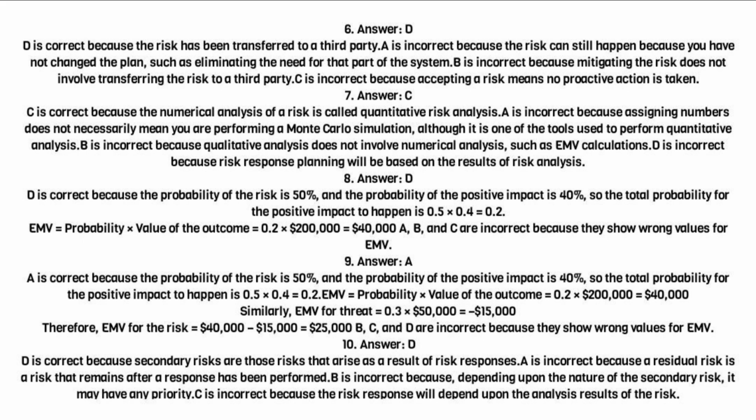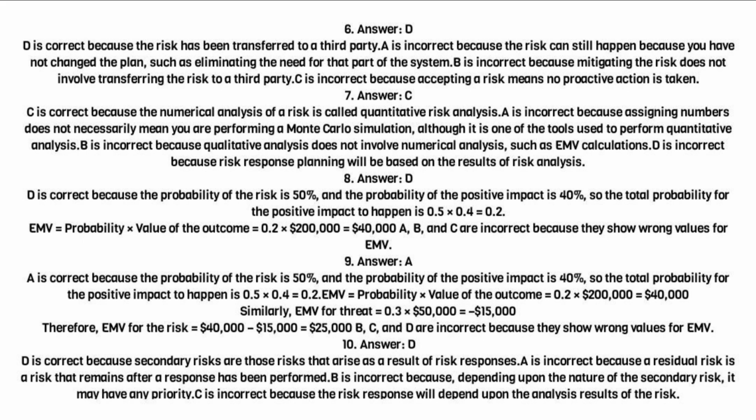8. Answer D. D is correct because the probability of the risk is 50%, and the probability of the positive impact is 40%, so the total probability for the positive impact to happen is 0.5 times 0.4 equals 0.2. EMV equals probability times value of the outcome equals 0.2 times $200,000 equals $40,000. A, B, and C are incorrect because they show wrong values for EMV.